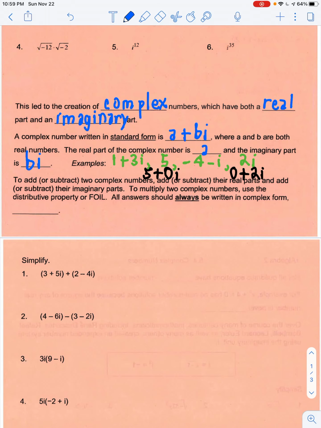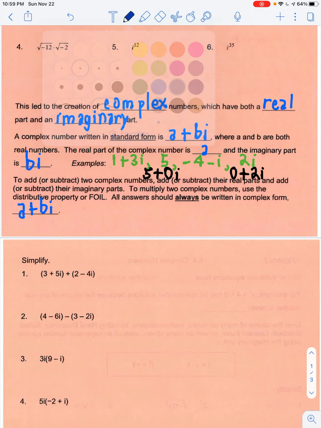So those are examples of complex numbers, and we are going to be able to add, subtract, multiply, or divide complex numbers. To add or subtract them, we're going to treat them like algebraic expressions. We're going to add their real parts, and add or subtract their imaginary parts. To multiply two complex numbers, we're going to either use the distributive property or FOIL. You'll see in our examples. All answers must be written in complex form a plus bi when we're finished. So that's how you want to state your final answer.